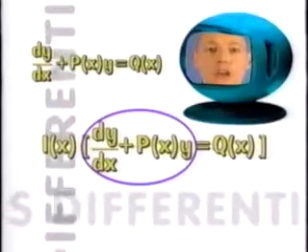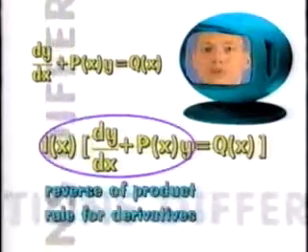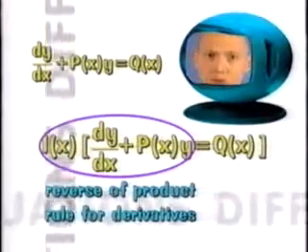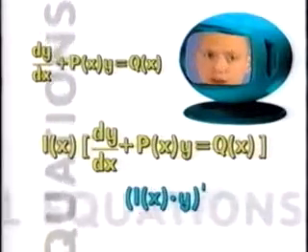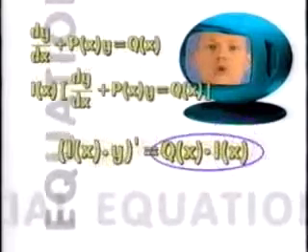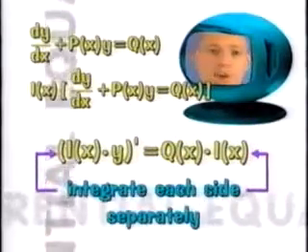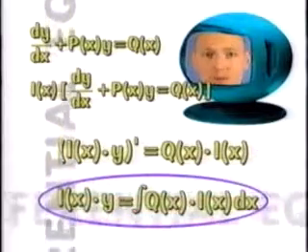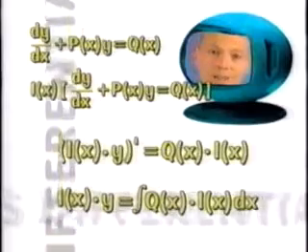On the left side of the equation, after multiplying by the integrating factor, we'll get the reverse of the product rule for derivatives, which can be written as the derivative of the quantity I of x times y. On the right, we get q of x times I of x. Now, we can integrate each side of the equation separately to get the solution. Sound confusing? Well, it is. So try it out on a problem.